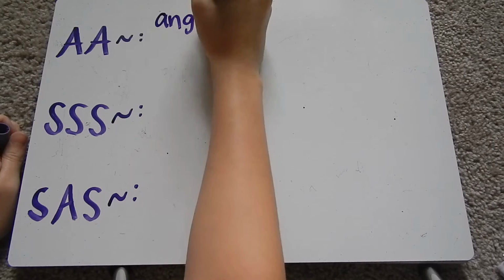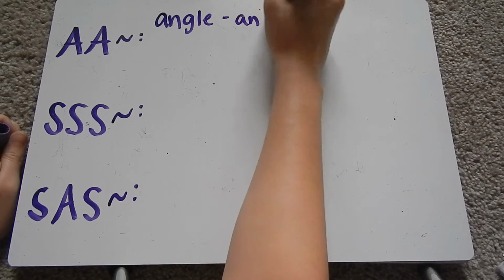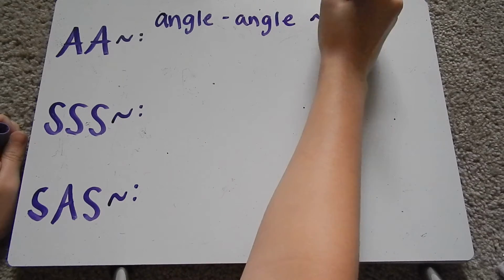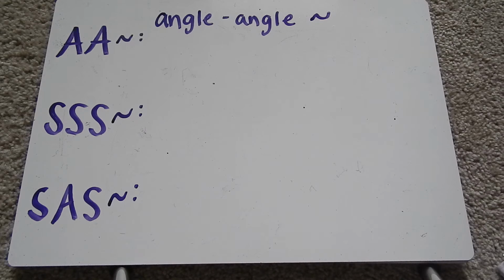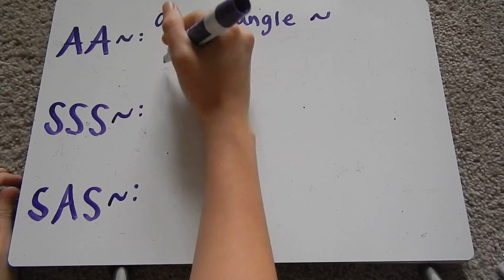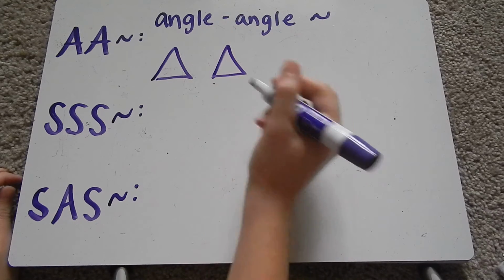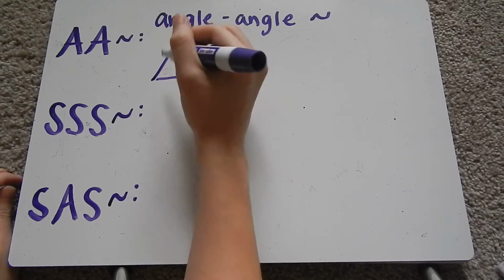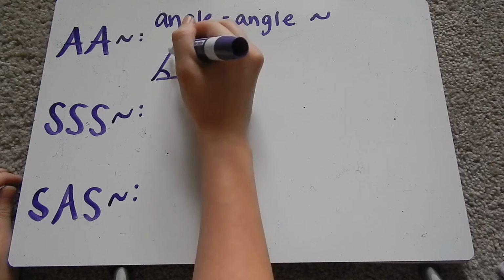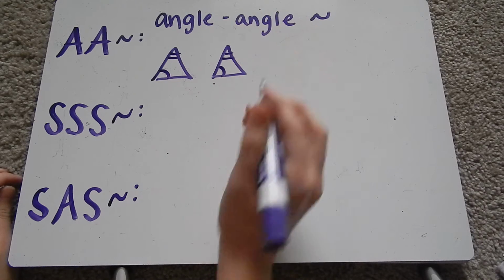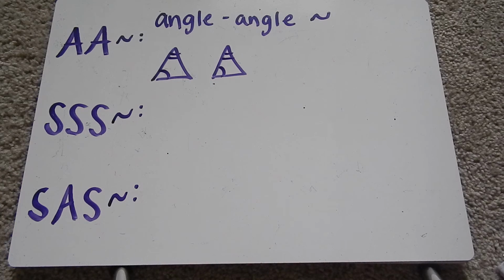So starting with angle-angle similarity, I will just draw an example. So we have two triangles. If two of their angles are congruent, then that tells me we have angle-angle similarity. These triangles are going to be similar.